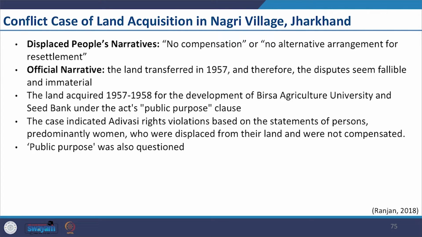The land was acquired in 1957-58 for the construction of the Birsa Agriculture University and Seed Bank, which was considered a public purpose. According to the publication, the case indicates a unique violation of the rights of the Adivasi, based on the testimonies of the people, mostly women, who have been rendered landless and did not receive any compensation. The article also questioned the public purpose.